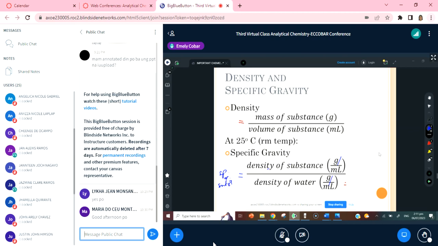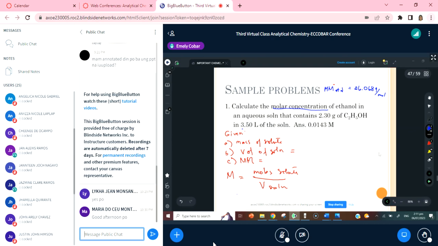So, we use this information when calculating normality or molarity of concentrated acids. Okay? So, these are sample problems. Okay? So, kayo na ang gagawa nito, ha? Explain ko lang sa inyo.